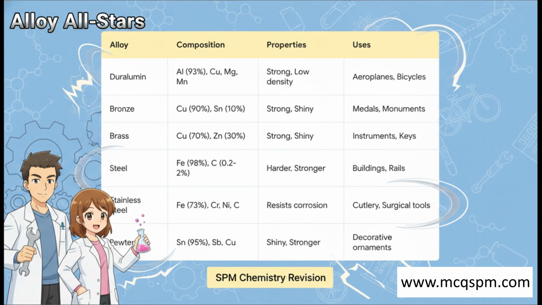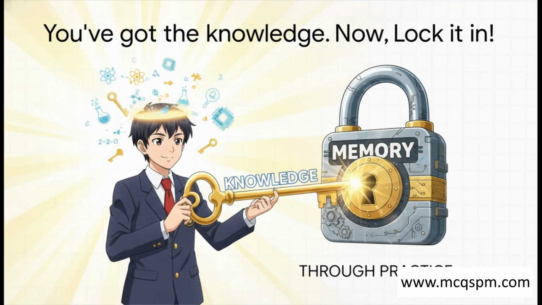Notice Duralumin is mostly aluminum, making it light. Drill the difference between bronze, which is copper tin for monuments, and brass, which is copper zinc for keys. See how steel is iron carbon for buildings, while stainless adds chromium to resist corrosion. Use this table to quiz yourself. It's got everything. So there you have it.